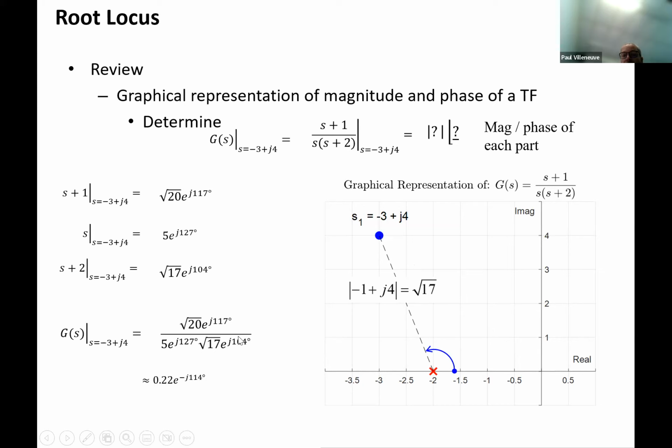And so now to see what the actual value of our transfer function is in terms of magnitude and angle, we're going to do all the math for all those different magnitudes and angles and figure out if that's equal to 1 at an angle of 180. When we divide the magnitudes, square root of 20 divided by 5 divided by square root of 17, we get 0.22. That's not 1. And then when we take 117, subtract 127 and 104, we end up with minus 114, not 180. So we know that if we increase our value of K, we will not pass through the point -3 plus j4.